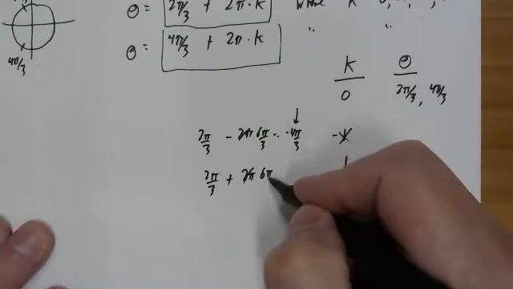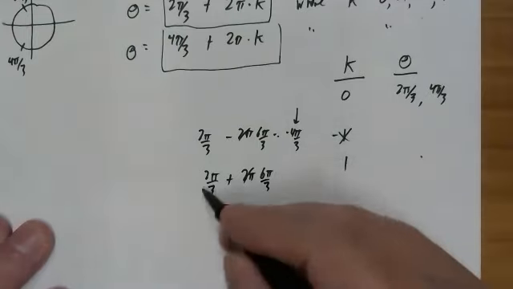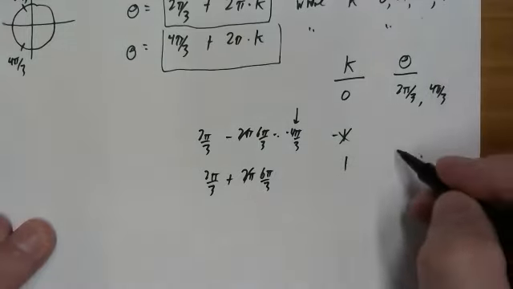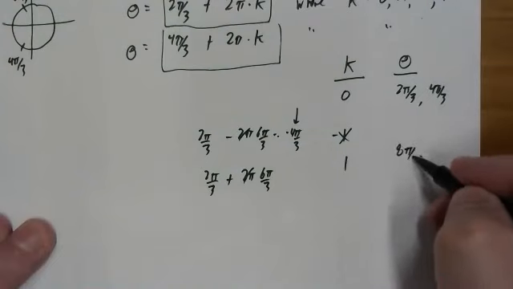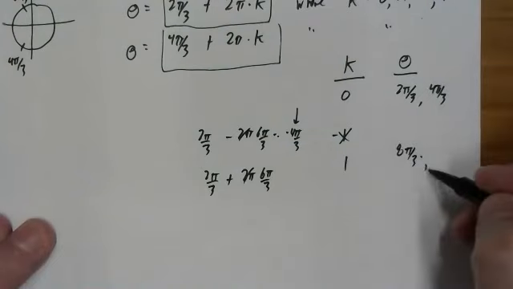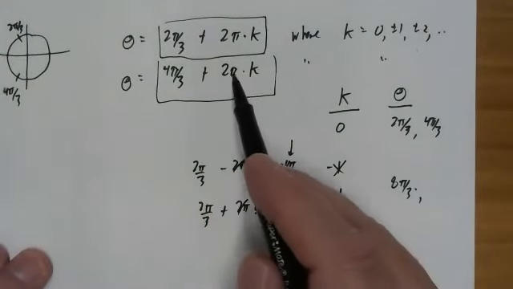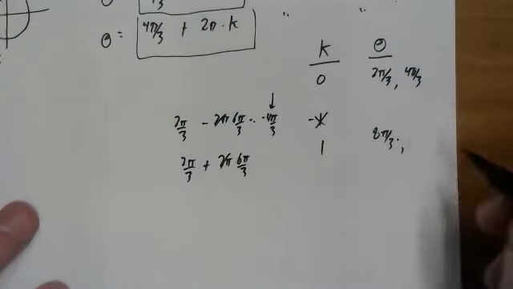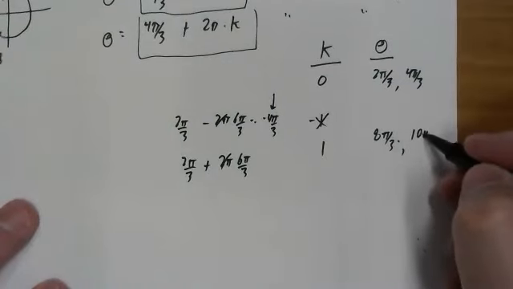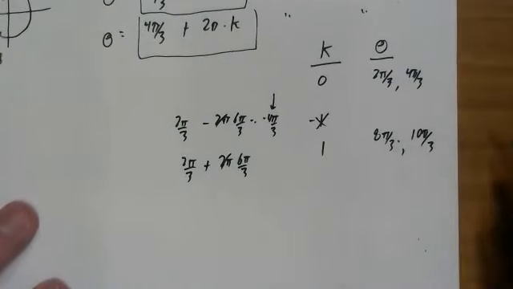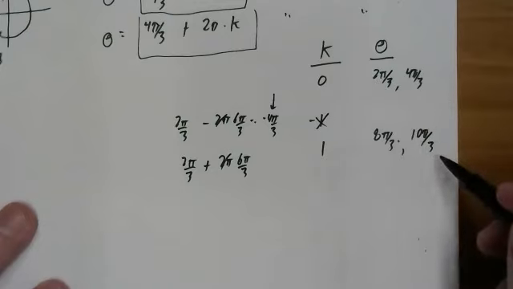If I get a common denominator, 2 pi is really 6 pi over 3, so it looks like 8 pi over 3. If I do the same thing for the second equation, it's 4 pi over 3 plus 2 pi, which I can pretty much do in my head, 10 pi over 3. So I have four solutions.